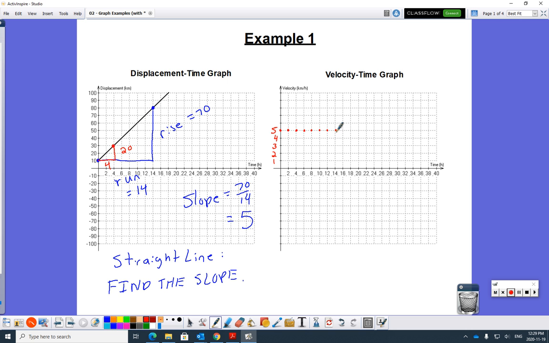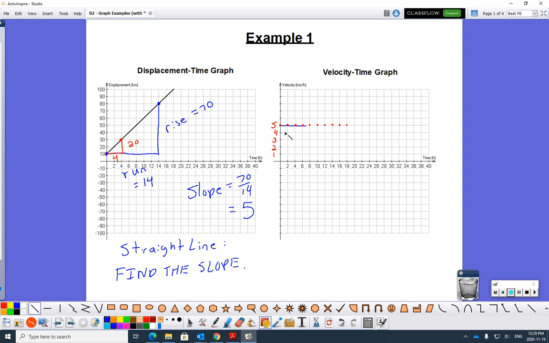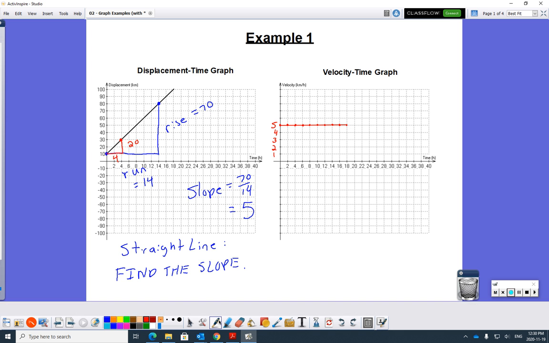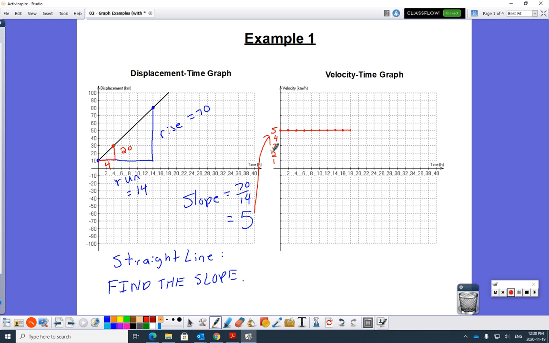So I'll stop at 18, even though it really looks like it just keeps going on. But there's no arrow there, so I'll just stop. They stopped at 18. I'll stop at 18. And so what you get here is just a straight across horizontal line at 5. Now, I went through the individual steps there of putting dots all the way along, only to explain the thing to you. You might just go, okay, once I've got this 5 here, I know that the velocity is always going to be 5, and you might just draw your straight line just across.